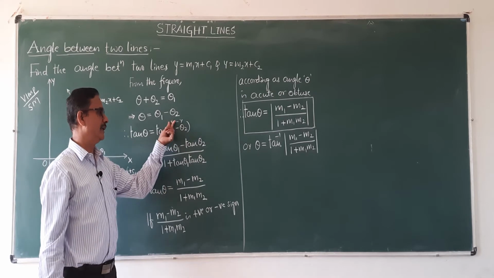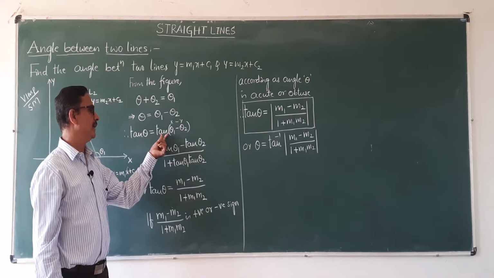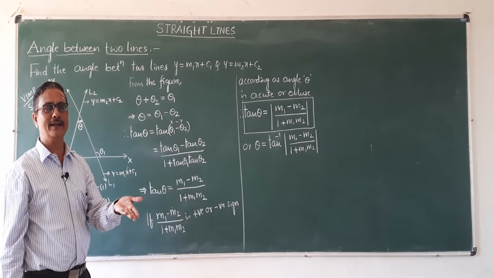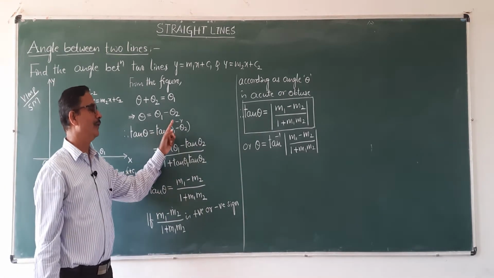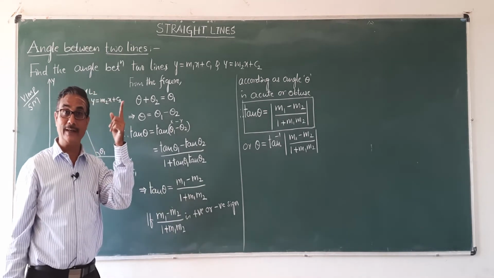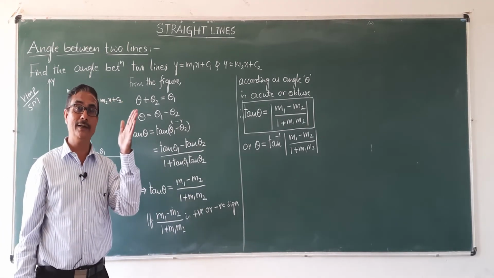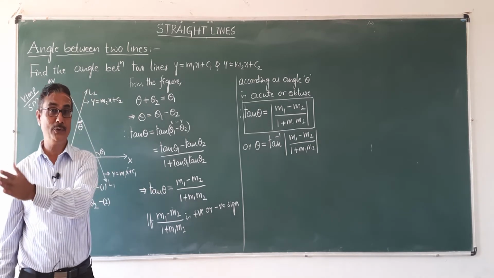Now put theta 1 is x, theta 2 is y. It is in the form tan of x minus y. Apply compound angle, you know the formula. Tan of x minus y is equal to, by the standard compound angle result, tan x minus tan y divided by 1 plus tan x into tan y.